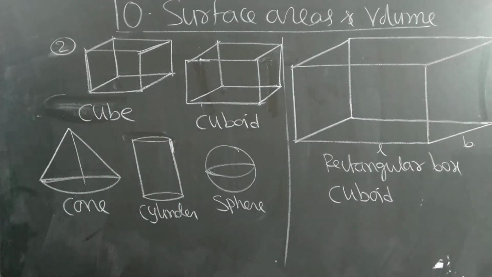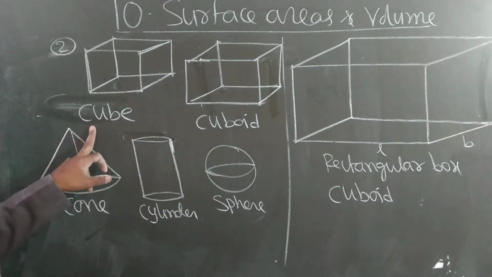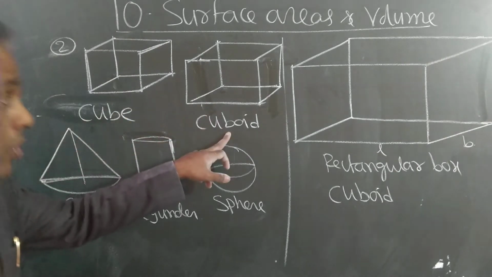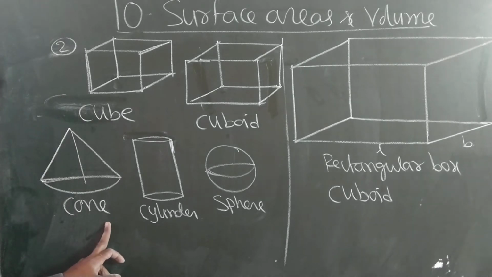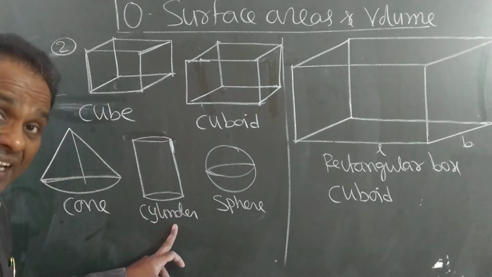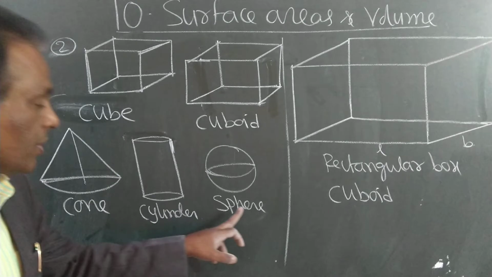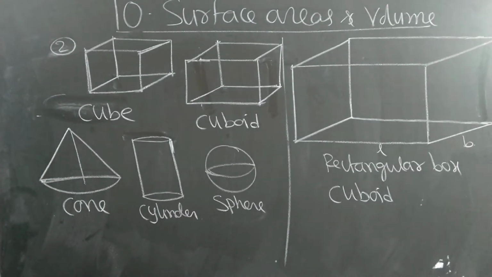Write down the second point. Cube, cuboid, cone, cylinder, sphere are called 3D figures.